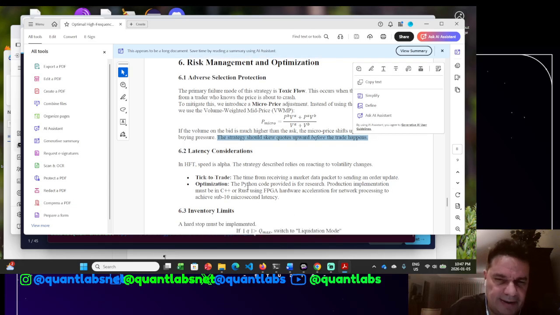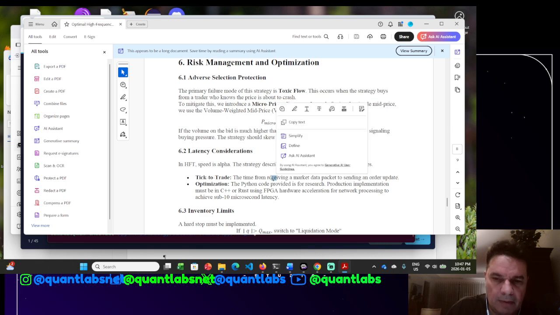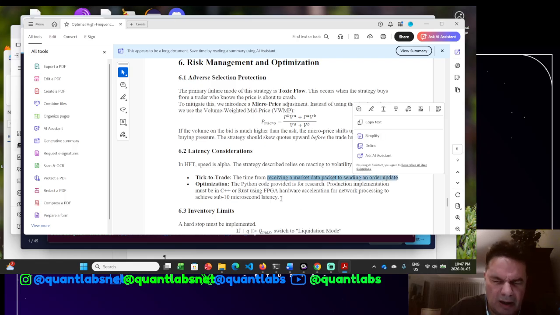So here are some of the latency considerations. Again, as you go through this code, you'll see that there are better ways to circumvent all of these latency issues. So obviously, the speed that brings in alpha, all the unique advantages that you get, brings in alpha. So this is what we're talking about: the time from receiving a market data packet to sending the order out with an update. And obviously, we're going to go through various ways to optimize.